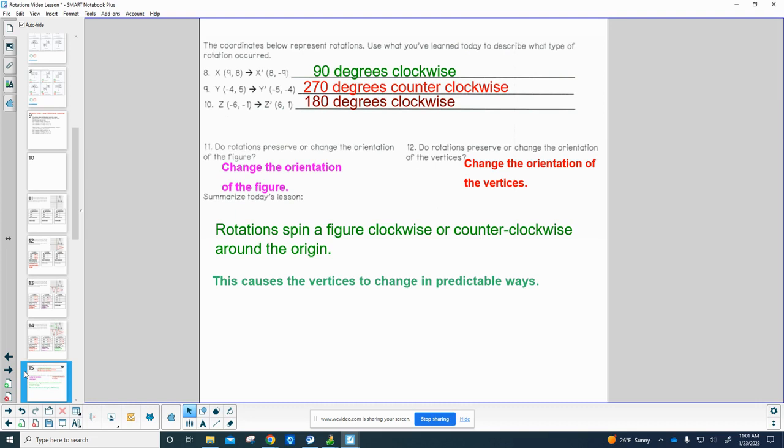Number 11, do rotations preserve or change the orientation of the figure? They change the orientation of the figure because it's rotating around that axis. Do rotations preserve or change the orientation of the vertices? They also change because they're all in different positions or different quadrants, so they change. So let's summarize today's lesson. Rotations spin a figure clockwise or counterclockwise around the origin. This causes the vertices to change in predictable ways.